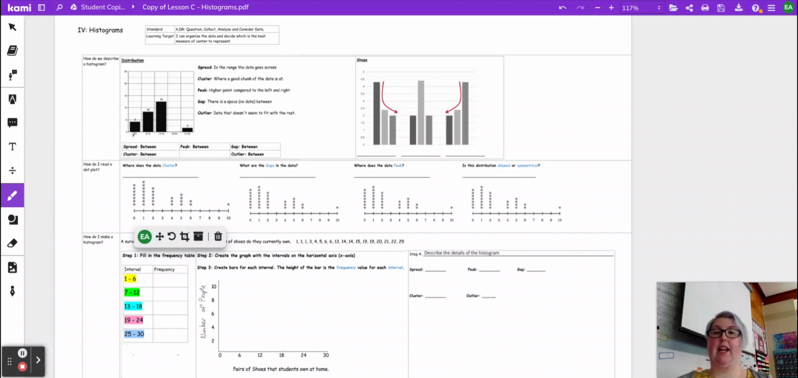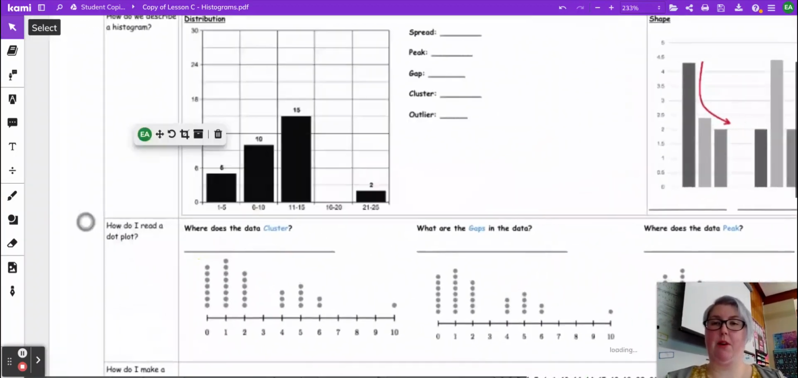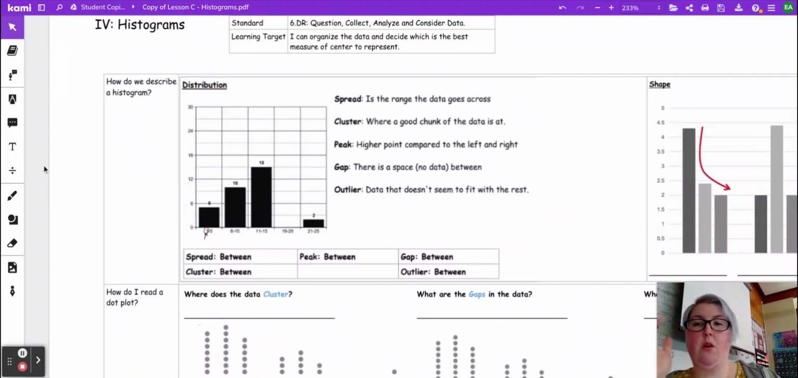Today we are looking at histograms, so we are organizing and interpreting our data. The first thing that we need to go over is what is the distribution? There are 5 different ways you can describe the distribution, that is where the data is on your histogram. So we have spread, cluster, peak, gap, and outlier. We're going to take those one at a time.